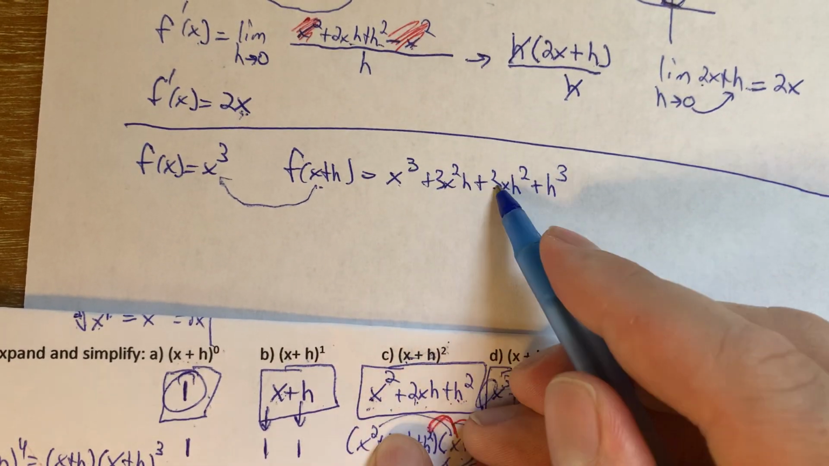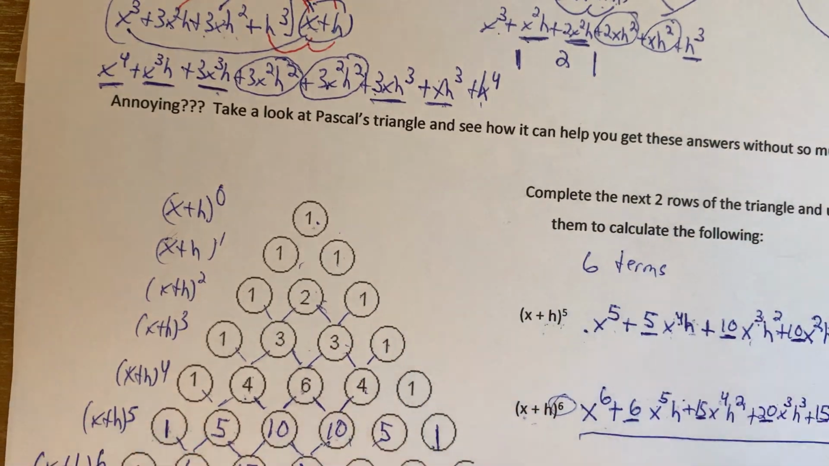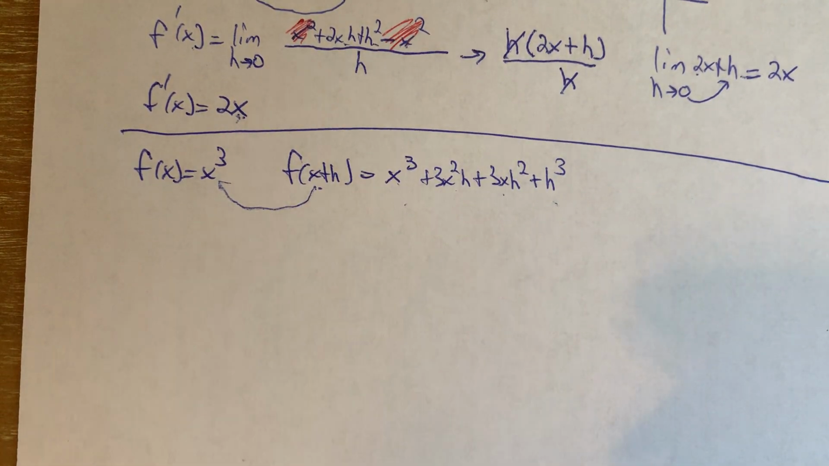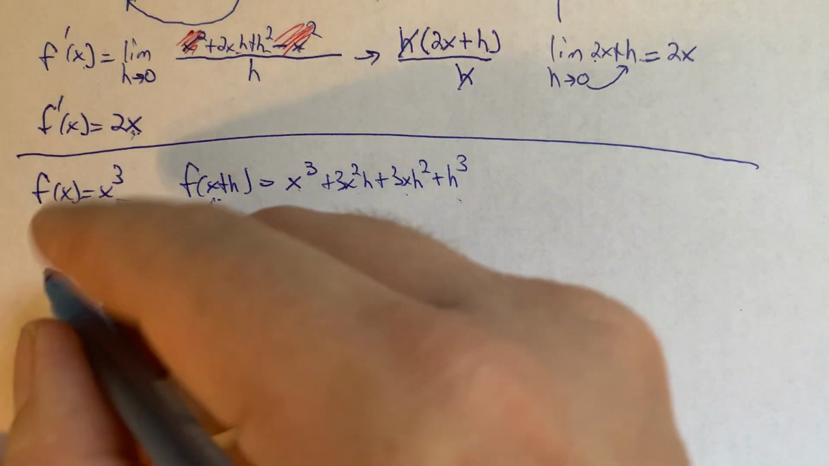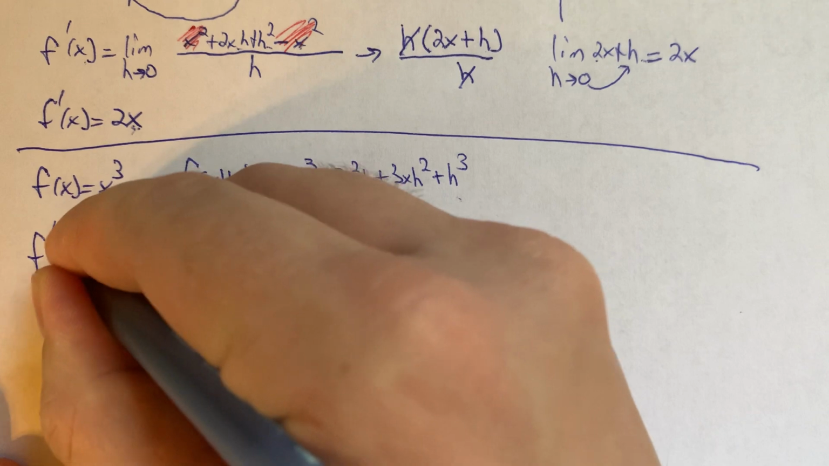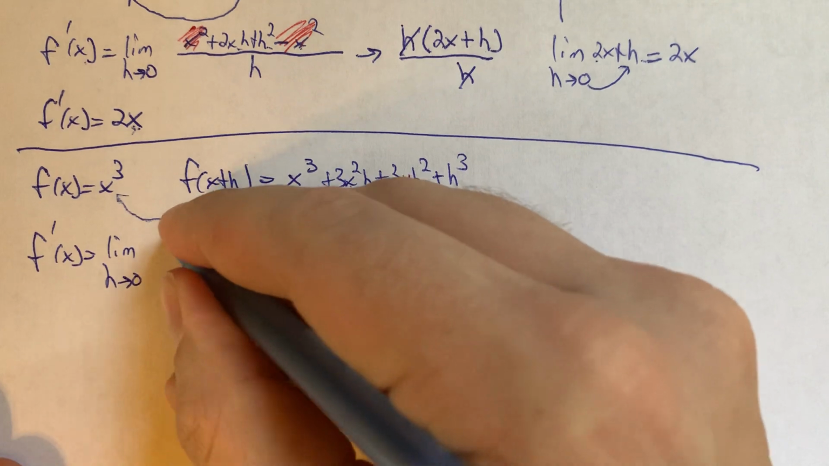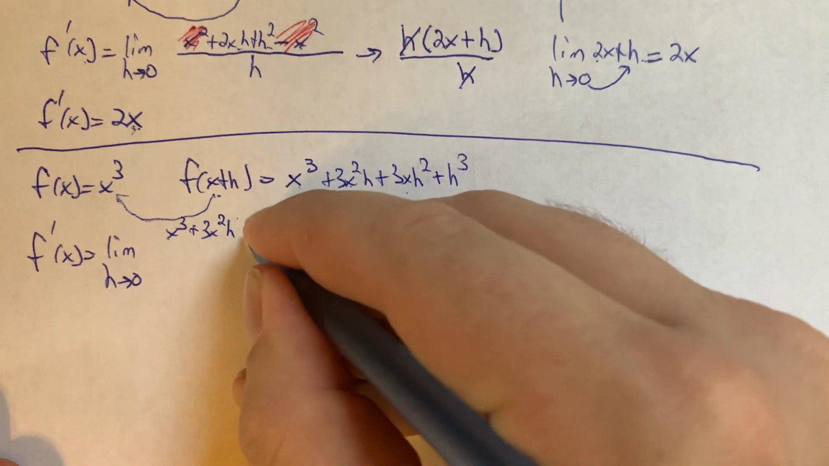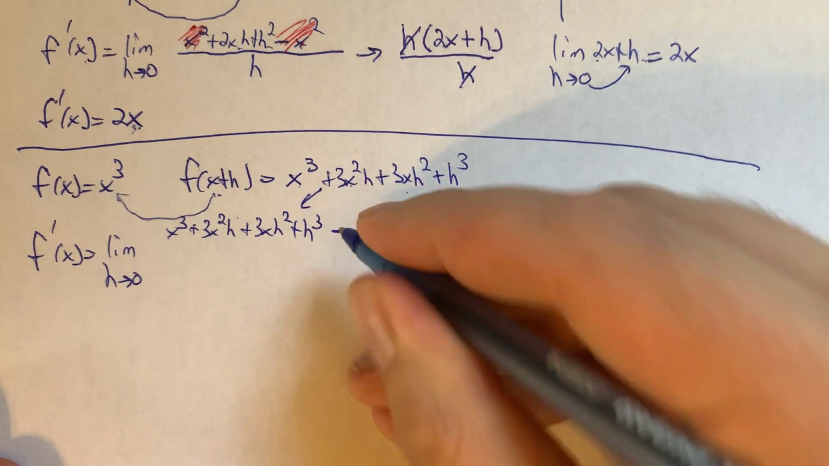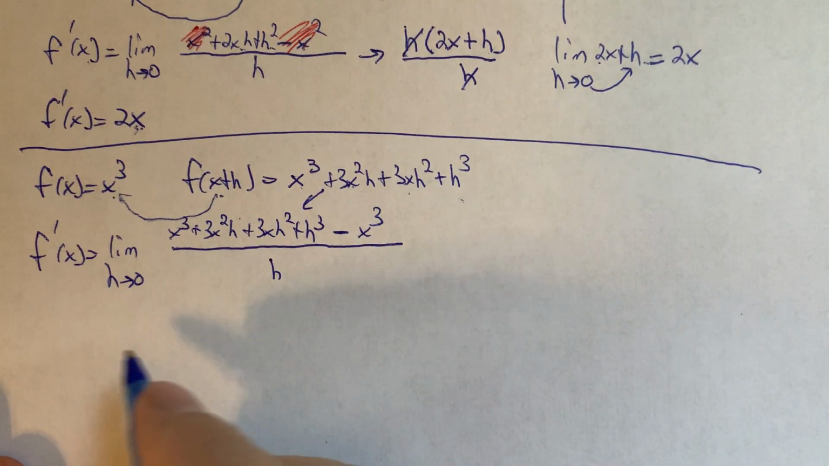We're seeing that pattern. The x's are going down, the h's are going up. There's some middle coefficients that we could find from Pascal's triangle. Okay. And so go ahead and do this limit on your own, guys. I feel confident that you can do this, but maybe not. We'll see. So you should have gotten f prime of x equals the limit as h goes to 0 of f of x plus h minus f of x over h.